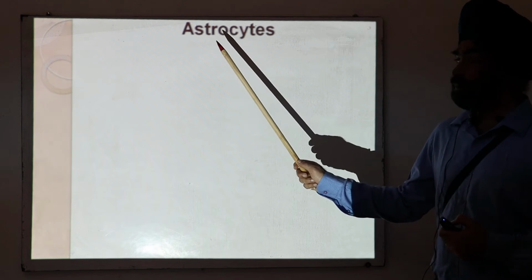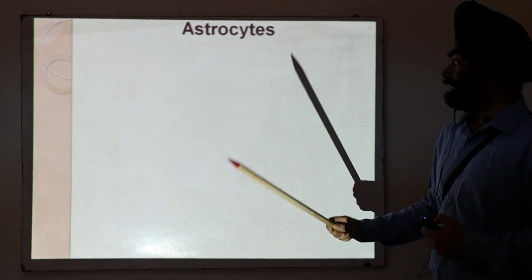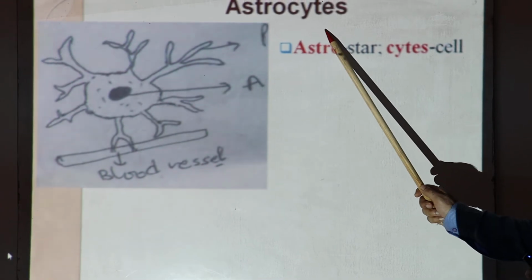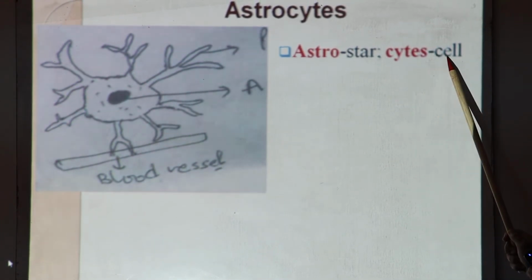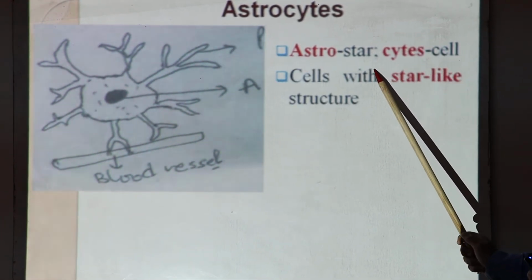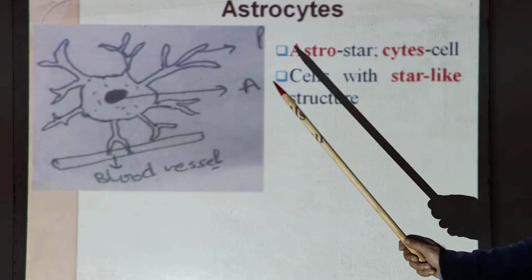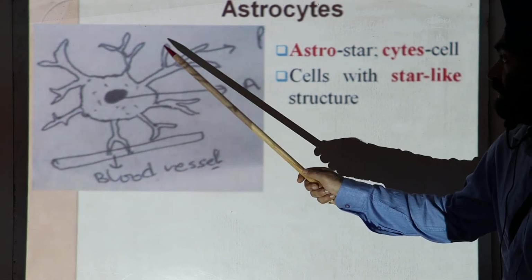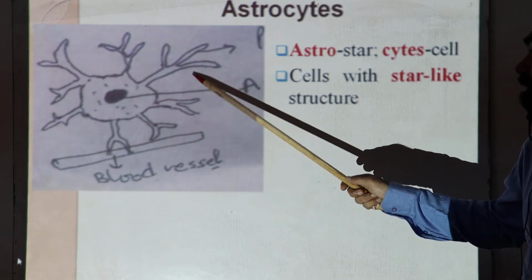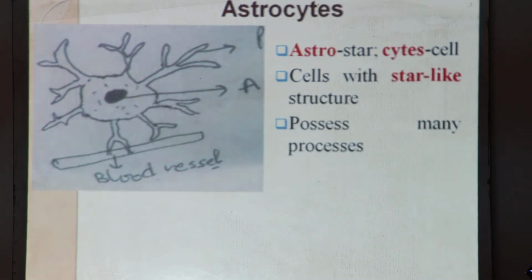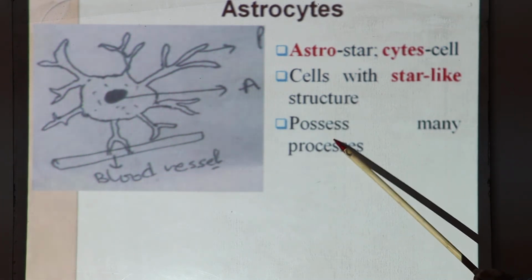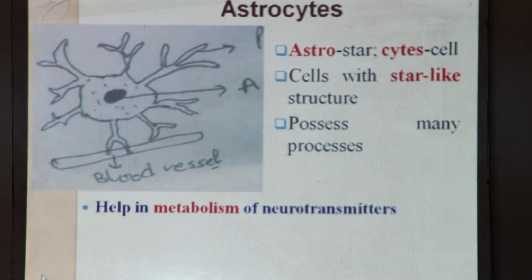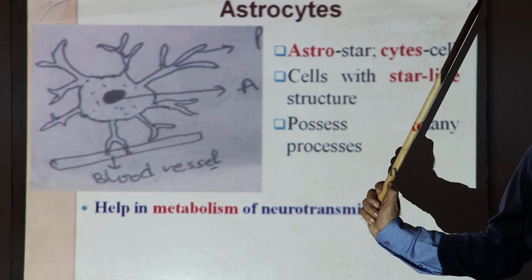First of all, coming down to the astrocytes. Astro means star, cyte means cell. So these cells have a star-like shape. You can see the star-like shape, with many processes present. Okay, astrocytes. So what are the functions of astrocytes?